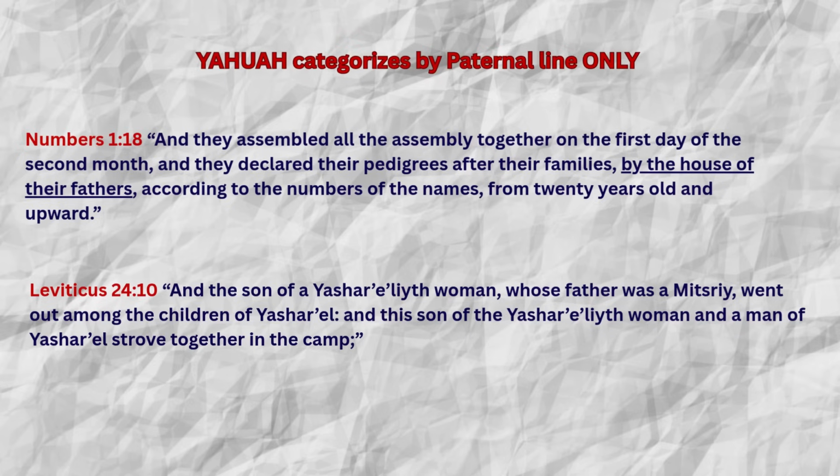So in other words, the fact that his mother was an Israelite did not make him an Israelite. Otherwise, he would have been referred to as a man of Yashar'el. And this sentence could have been much simpler by just stating two men of Yashar'el instead of going to the extent here to make the distinction that this man who was the son of an Israelite woman was not considered an Israelite.